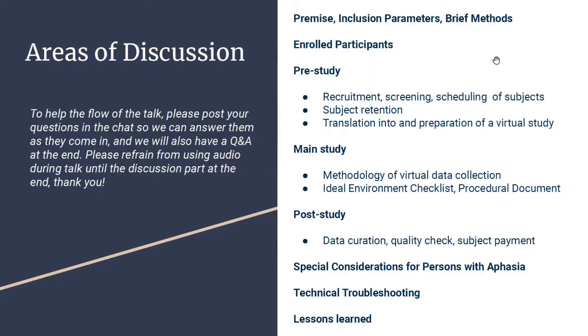So we're briefly going to look at the premise, parameters, and methods of the study, as well as a breakdown of the interest we received and subsequent enrolled participants. Then we'll focus on three, we'll call them chapters of our experience running this study, starting with the pre-study, which is what happened before the implementation of data collection, including the topics of recruitment, screening, and scheduling of participants, the steps we took to enhance subject retention, which we are proud to report maintained at 100%.